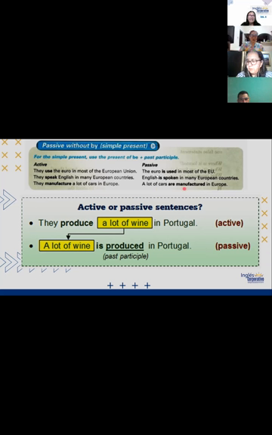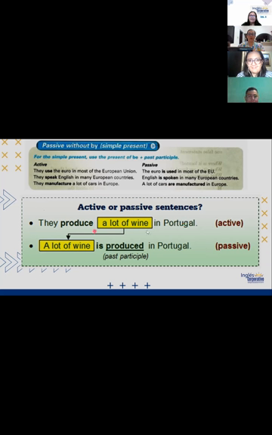Exactly. If you see "is, are", that's why we use the present of be. A lot of cars is plural. That's why we say a lot of cars are manufactured in Europe. So this is the trick for the passive, okay?